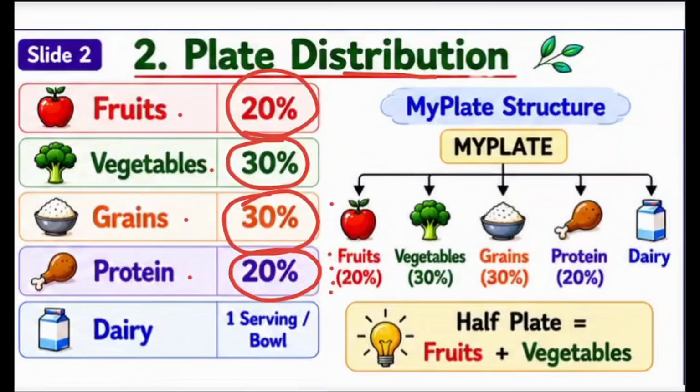And then finally we have dairy. MyPlate recommends one serving or one bowl of dairy products. Examples include milk, curd, yogurt, and cheese. These foods provide calcium and protein, which are very important for strong bones and teeth. Now, here is an easy exam point to remember. Half of the plate should be fruits and vegetables.